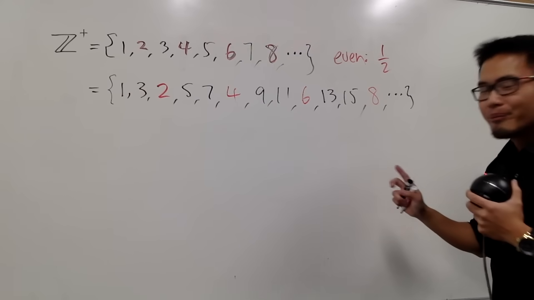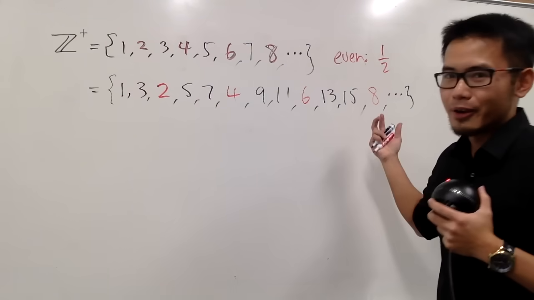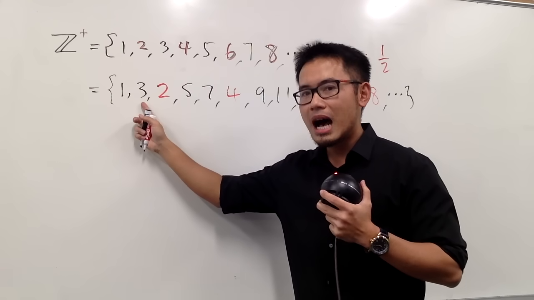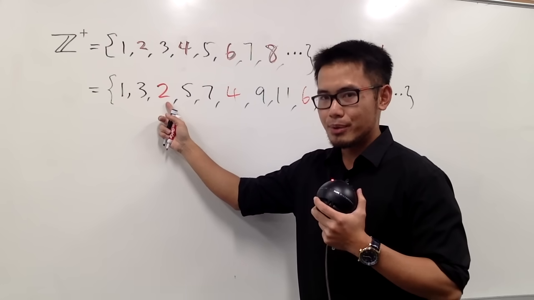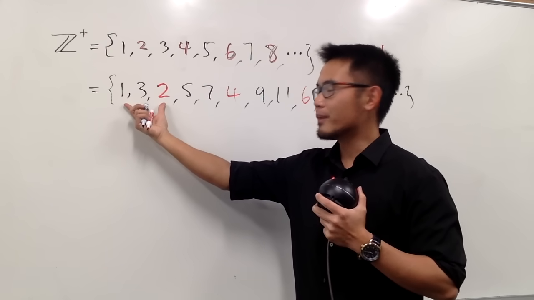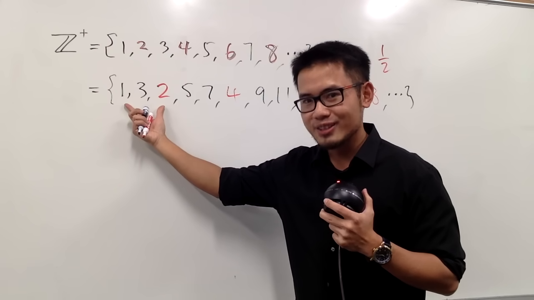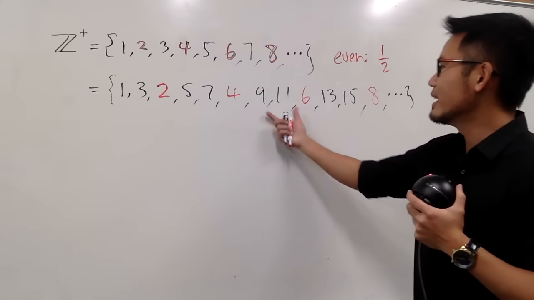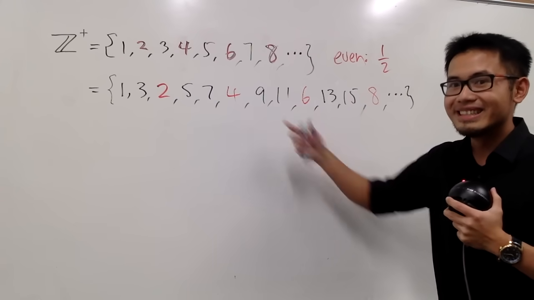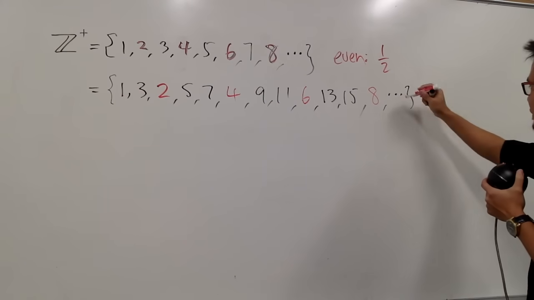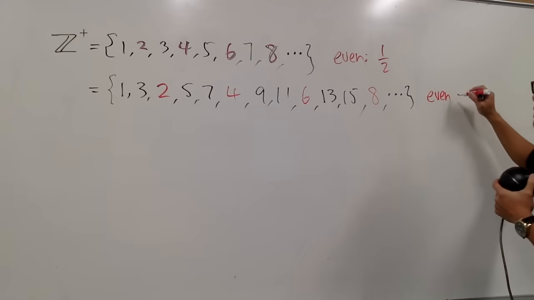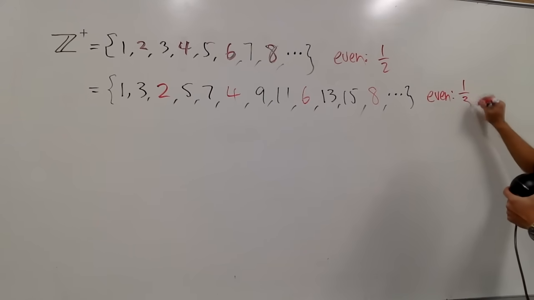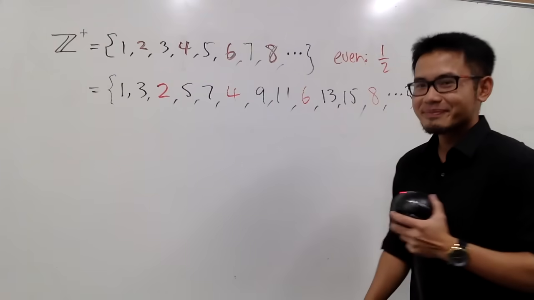Okay, now, if you look at this set right here, it seems like for every 2 odd numbers, I will have an even number, right? So if you look at this right here, only 1/3 of the numbers are even. Likewise, look at this, right? Only 1 out of the 3 is even. So it seems like if you look at this set right here, even compared to the whole set, it's going to be 1/3, right? And that's what I did.